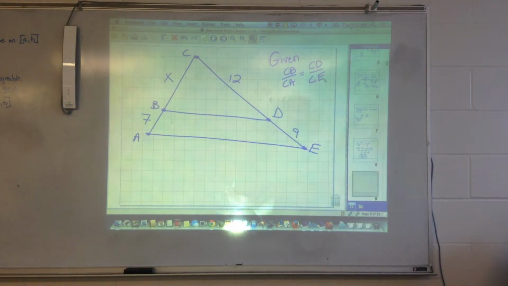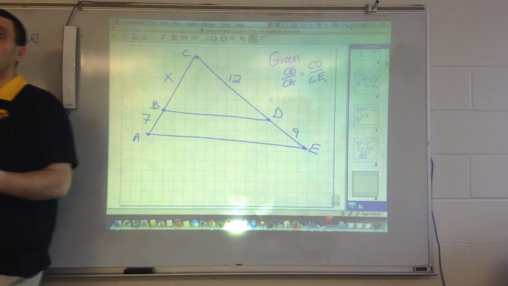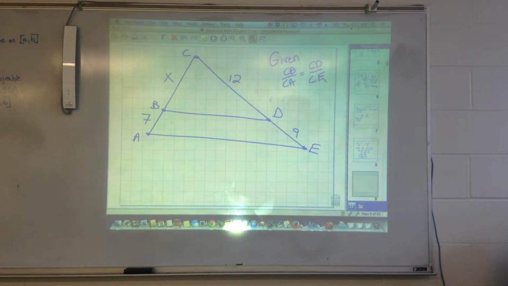So we're going to go ahead and use this triangle, or multiple triangles really, and set up a proportion to solve for that missing piece, that x value. And if you notice, I gave you a proportion over here using segments that can help you to set up a proportion to solve for x.